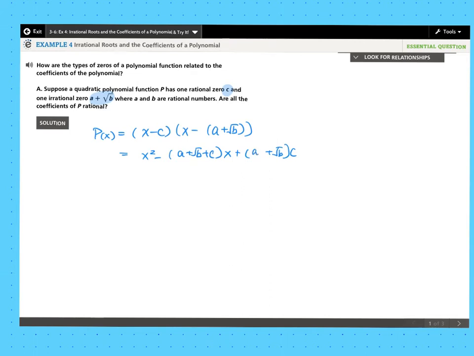Make this look prettier. So what do we have here? The question is, are all the coefficients rational? And let's look at that. The coefficient here is 1. This is not rational. This is obviously not rational, right? So the answer is no. P of x has 2 irrational coefficients.